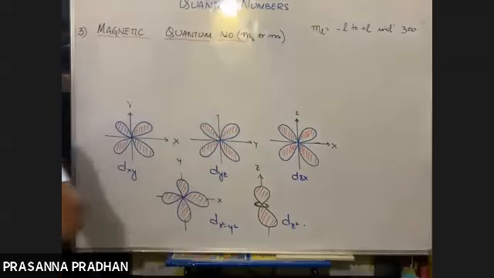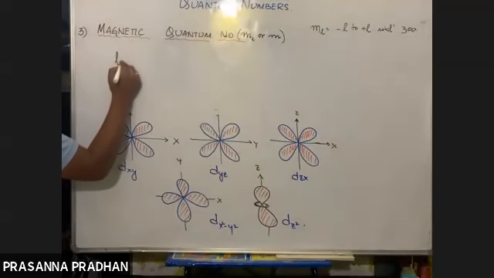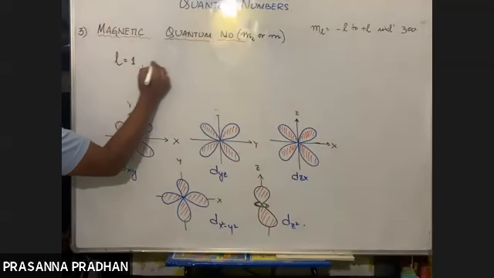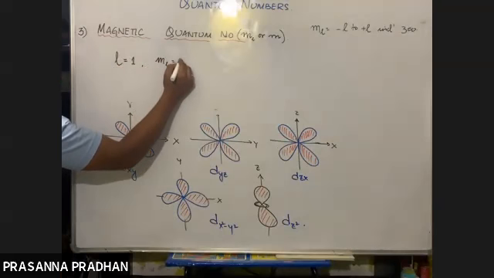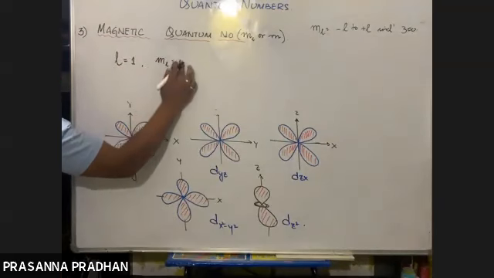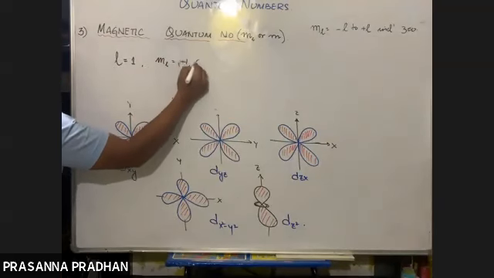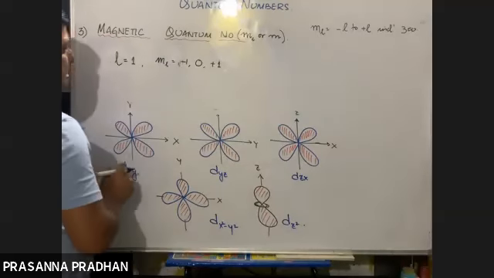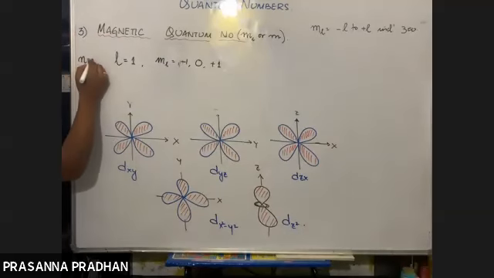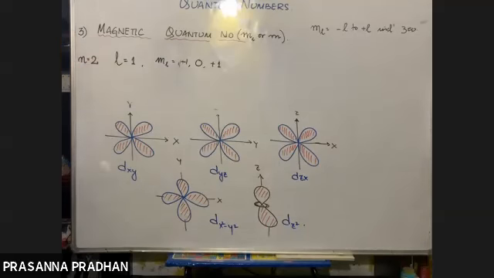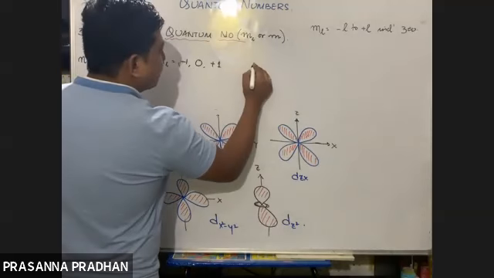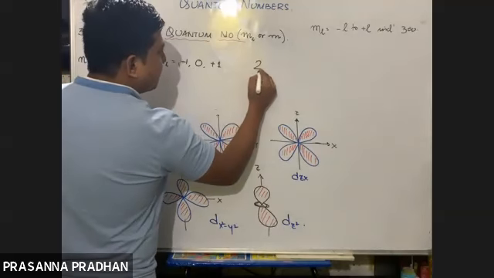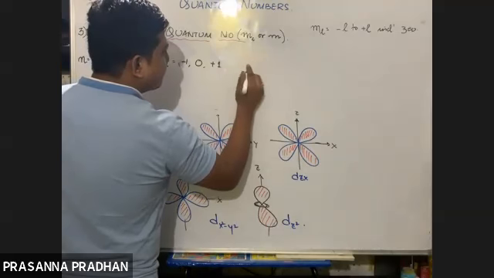Okay. So we can write it in this way. For l equals 1, what is ml? Minus 1, 0, and plus 1, right? So there are 3 orbitals. Suppose n equals 2 here. So we can write what the p orbitals are. We'll designate it in this way.